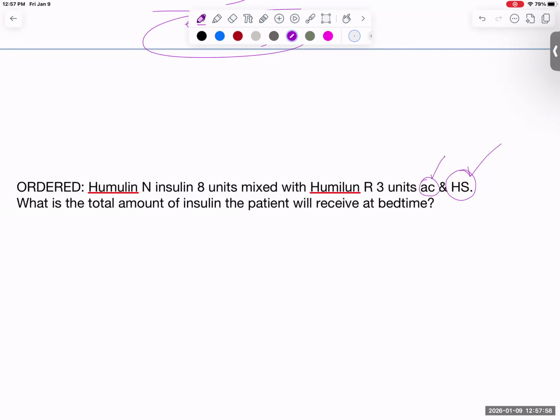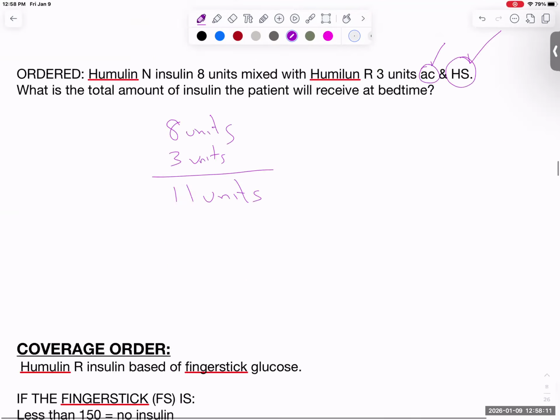It's 11. It's not a trick, I swear. They're going to get 8 units of N and 3 units of R. 8 and 3 is 11 units. That's the total amount. So those are standard type of orders.